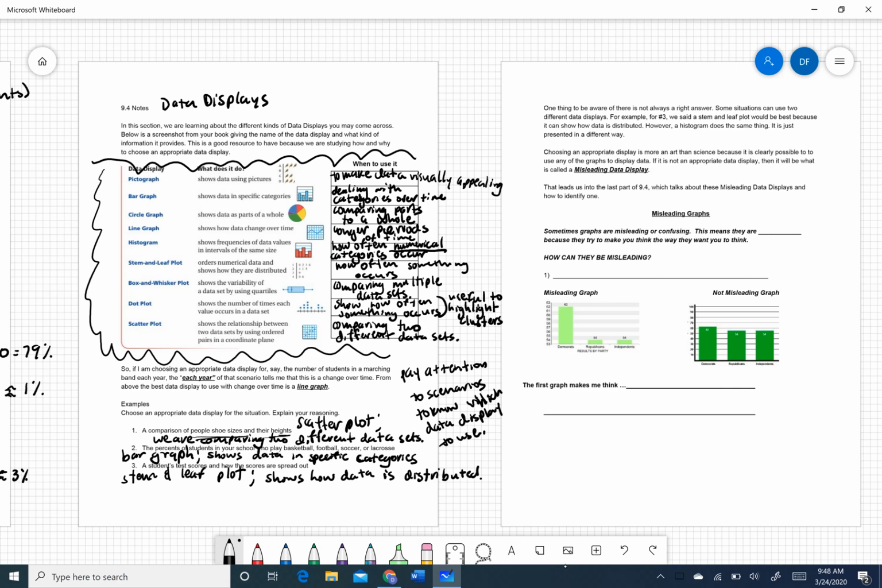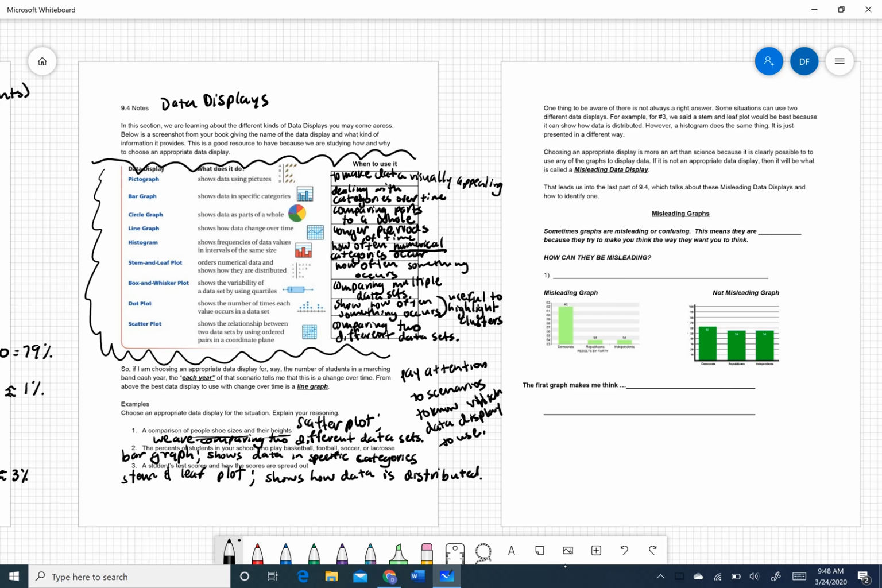Some situations can use two different data displays. For example, for number 3, we said a stem and leaf plot would be best because it can show how data is distributed. However, a histogram does the same thing. It just presents it in a different way, right? So choosing an appropriate display is more of an art than science, because it's clearly possible to use any of the graphs to display data, right?